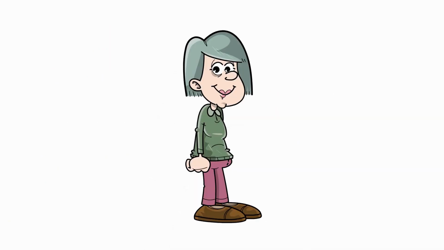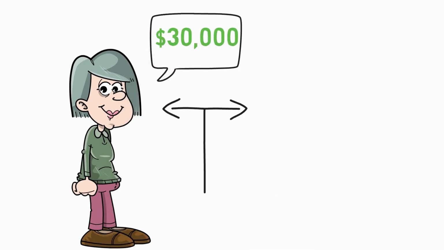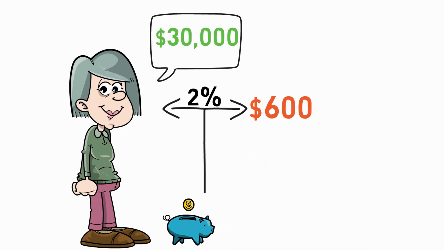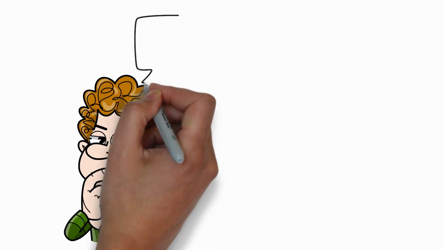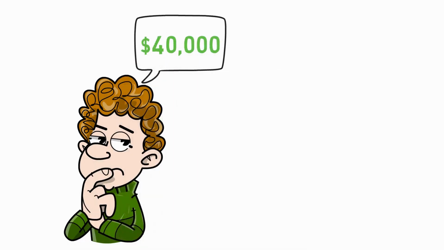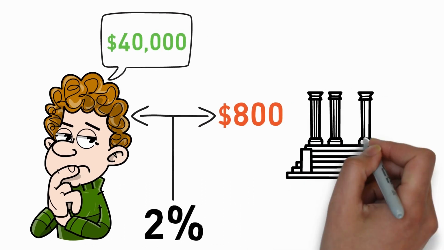Jane is registered in a pension plan by her company and is now worth $30,000 in the bank. Let's say she earns 2% interest on her savings annually. A year later, she earns $600 on her savings, which would be paid by the bank. Let's say Cindy has college debt of $40,000 at an interest rate of also 2%. That's $800 extra she pays to the bank.